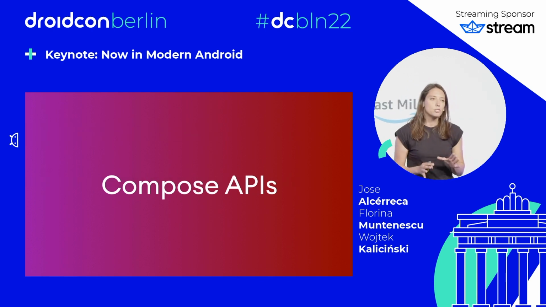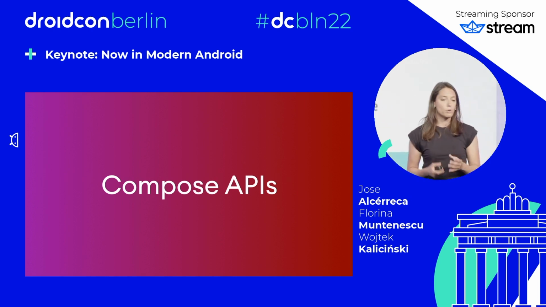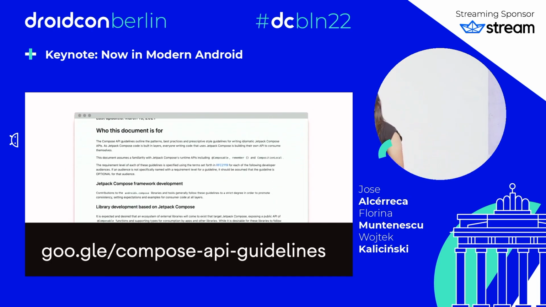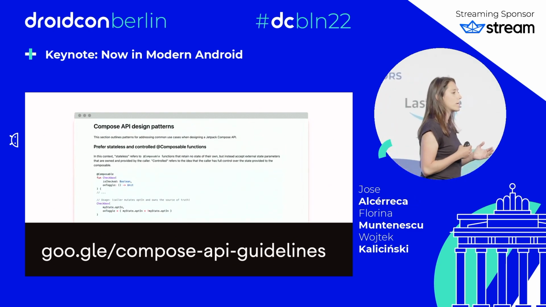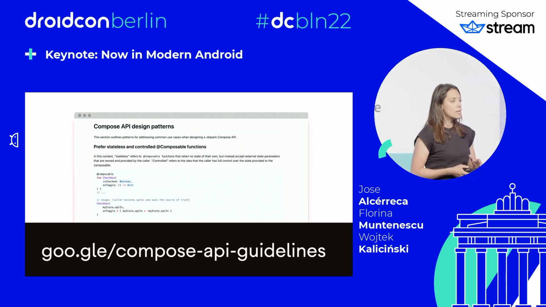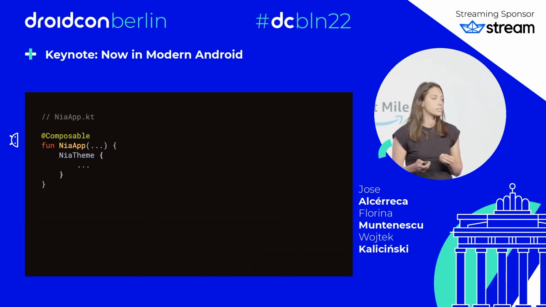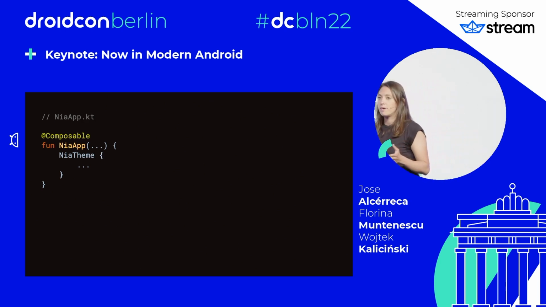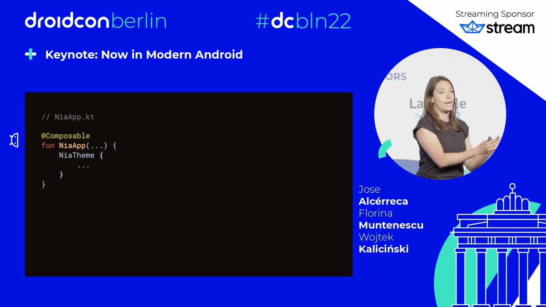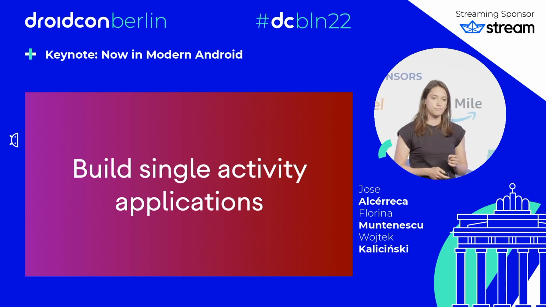But I think Compose is able to be so expressive because of the opinionated way its API is built. Compose APIs themselves are opinionated. Even more, we released a set of Compose API guidelines that enable you to write idiomatic Compose code. So we know that composables should be small, focused functions, so they're easy to be reused. This means that these would be top-level functions that you declare in your files. Because they're just top-level functions, they don't belong to a class, to an activity or a fragment. So you can build single activity applications.